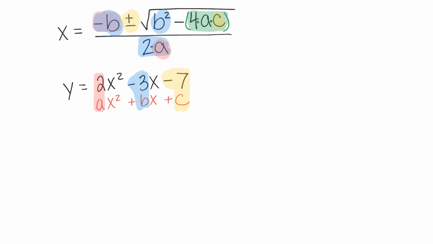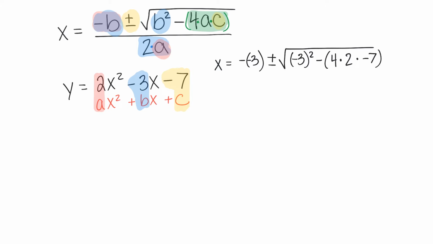So the first thing we do is plug all this in. So x equals negative b. Well, negative 3 plus and minus the square root of b squared, negative 3 squared, minus bracket 4 times a, which is 2, times c, which is negative 7, divided by 2 times a, which is 2.